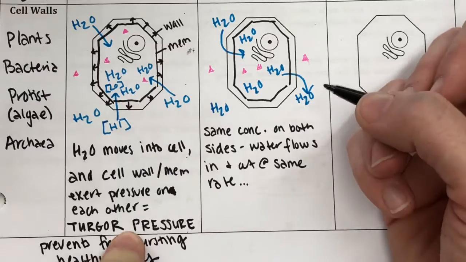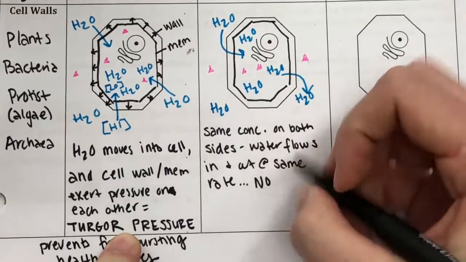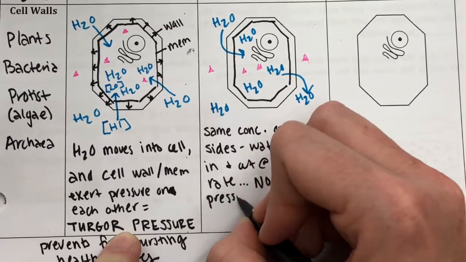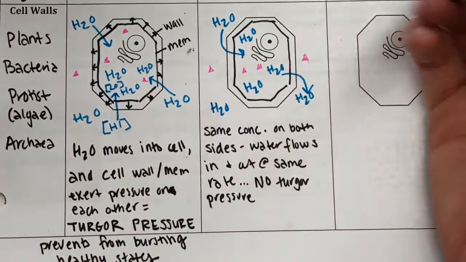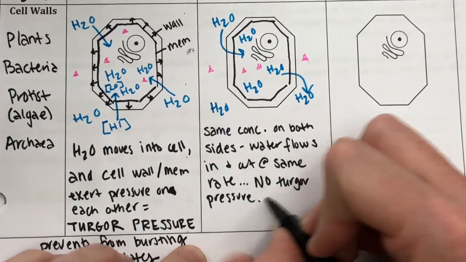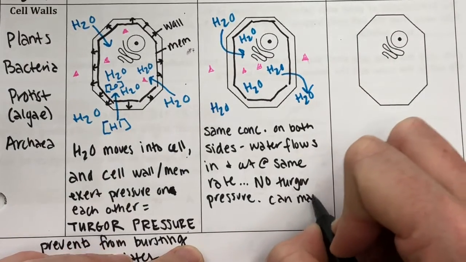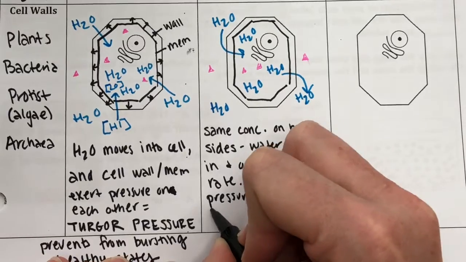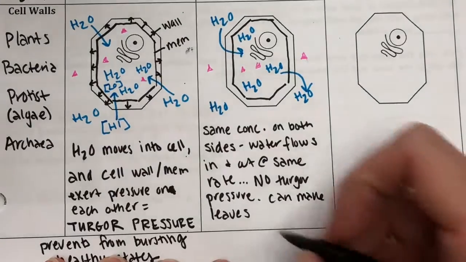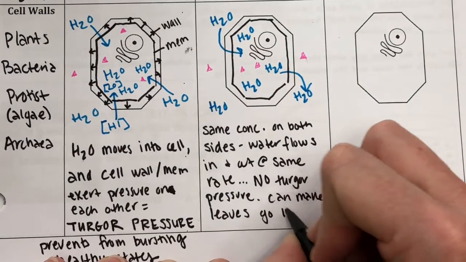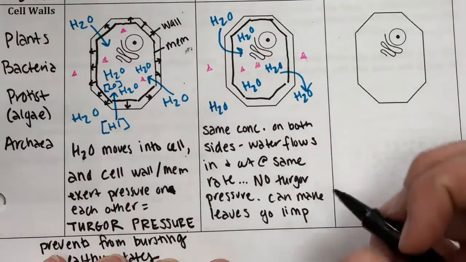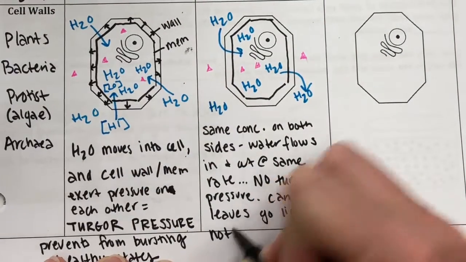But that means no turgor pressure. No turgor pressure means none of that nice pressure pushing back and forth on the cell wall and cell membrane. And this can make your leaves and stalks and all the other parts of a plant or algae go limp or cause them to wilt. And that's because there's not enough pressure to keep them upright.